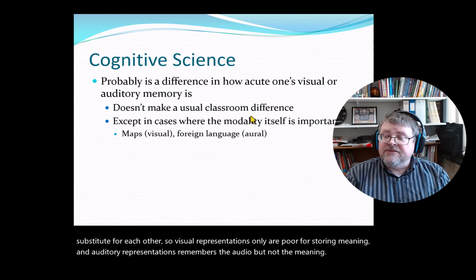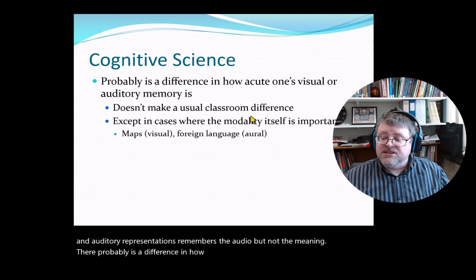There probably is a difference in how acute, how strong someone's visual memory or auditory memory is, but it doesn't typically make a classroom difference. The cases where it might are things like, someone who has a strong visual memory might do well in cartography, or even in geography if you're analyzing maps that day or in that unit. Someone who has a strong auditory memory probably does better in foreign language and maybe in music, where that's important.